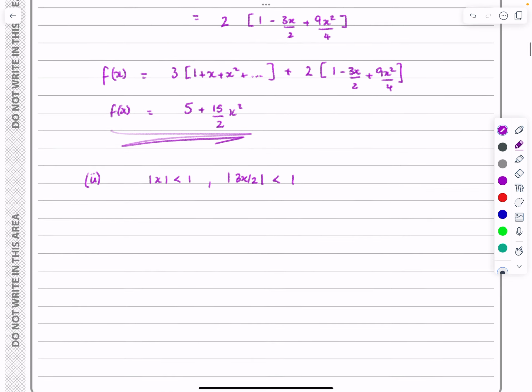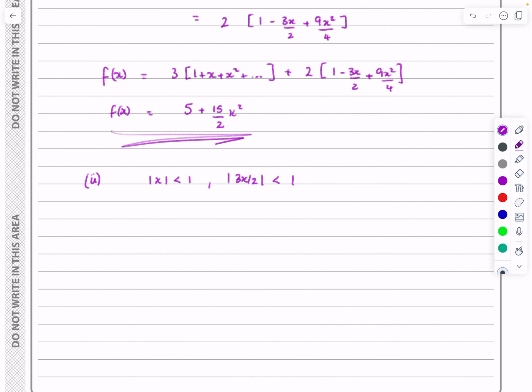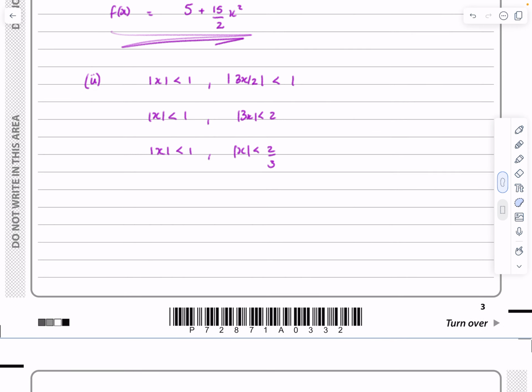So if we get that, sorting out the right-hand side here, if 3x over 2 is less than 1, then 3x is less than 2, x is less than 2/3. So we've still got modulus x less than 1, modulus x less than 1. Tidy up my presentation of that. And then given those two parts, for the whole expansion to be valid, it's got to be the smallest possible of the ranges. So make that very, very clear at the end. Modulus x less than 2/3 is what fits in for all of it.